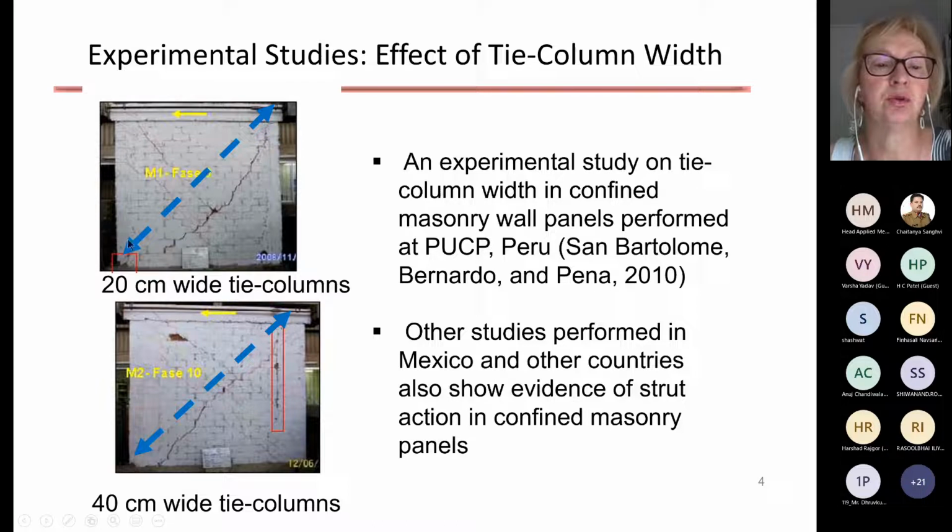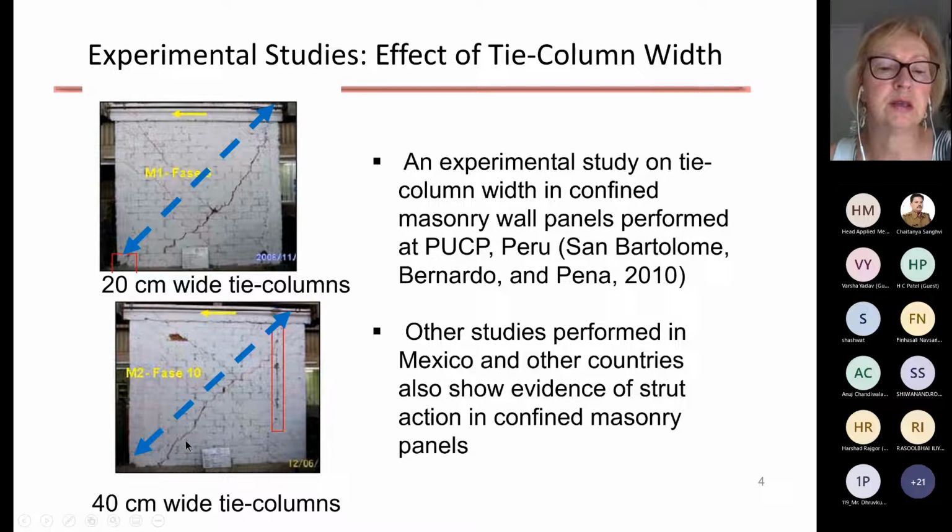You can see this blue line shows where the crack is. The yellow line is the direction of the loading, because it was in one direction.